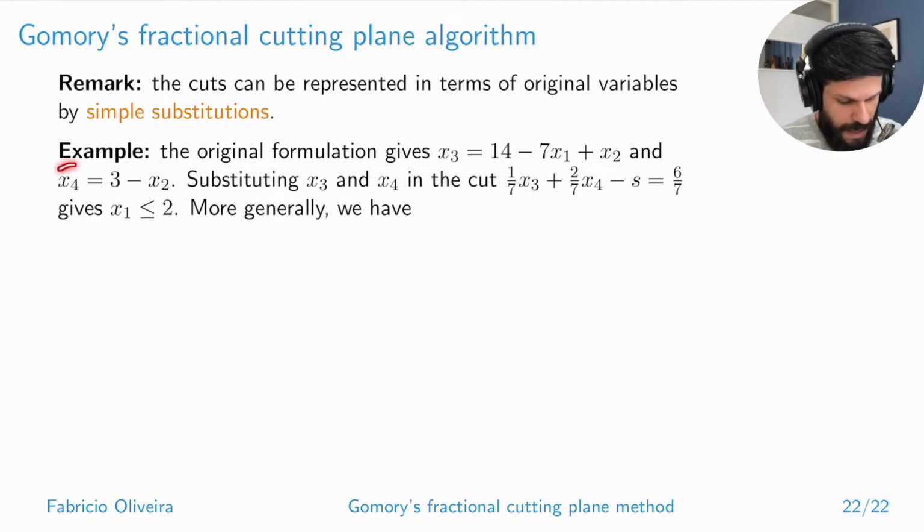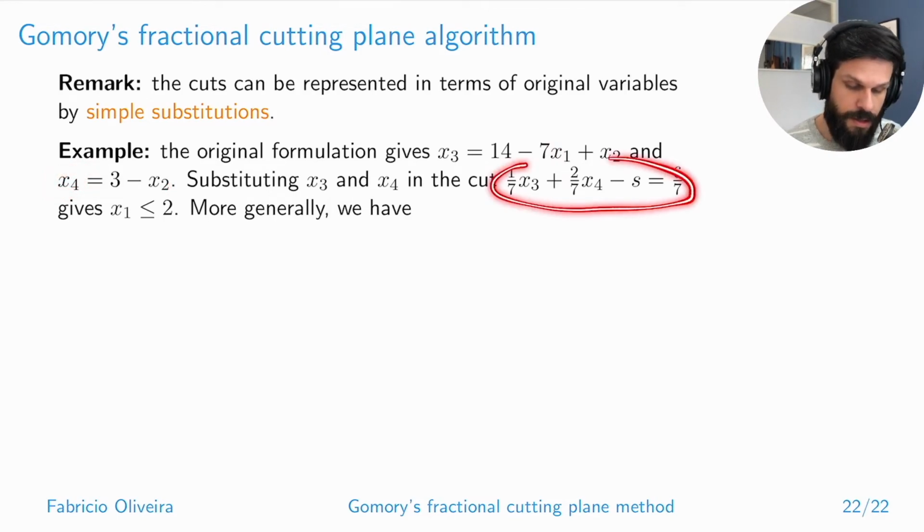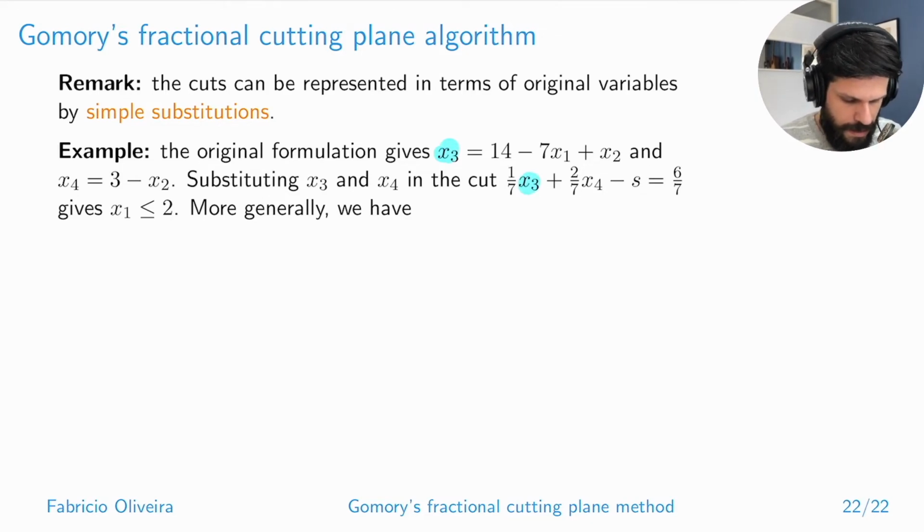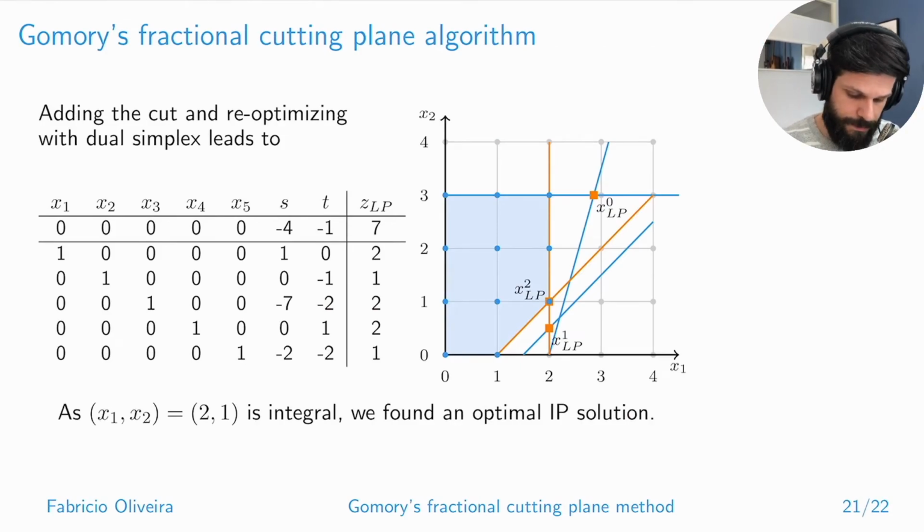And x4 is the slack variable of the other constraint. So basically the trick is to get the expression for x3 as a function of x1 and x2, and the expression for x4 as a function of x1 and x2, and then substitute into the cut you generated. So plug x3 here and x4 here, and you obtain this. So basically you're projecting the cut on the space x1, x2, and that's exactly this constraint.